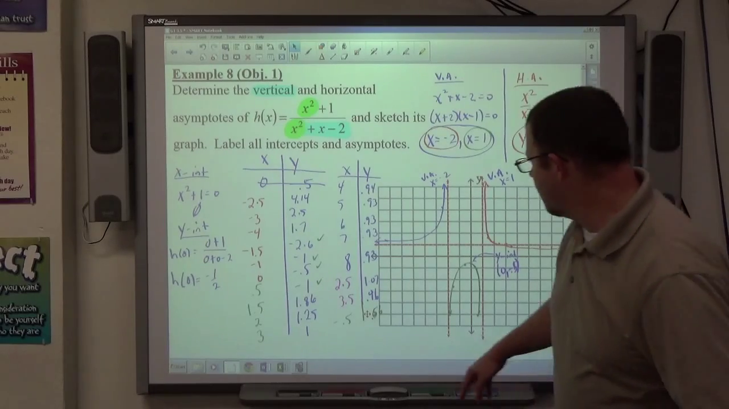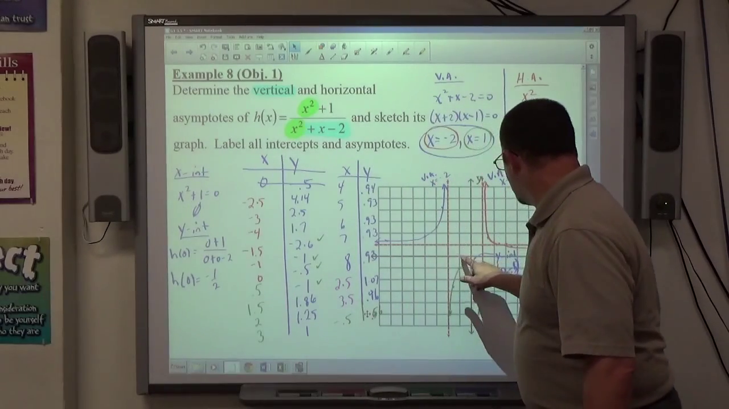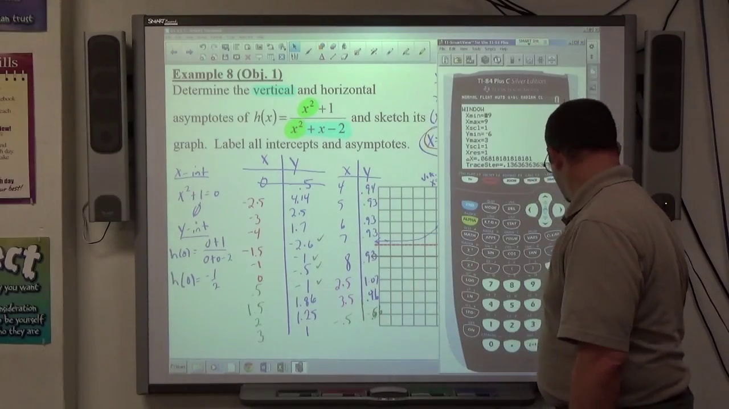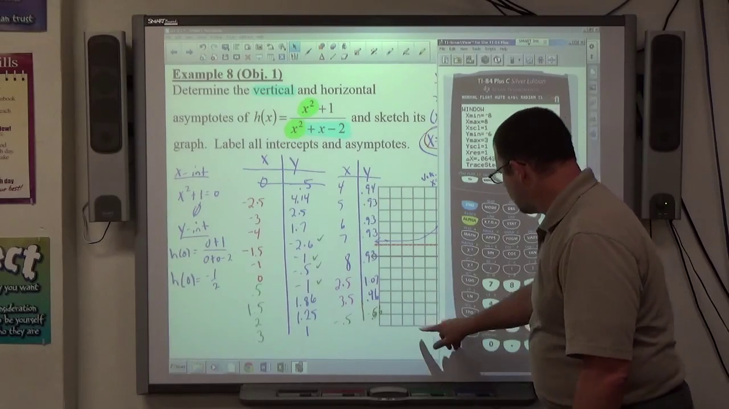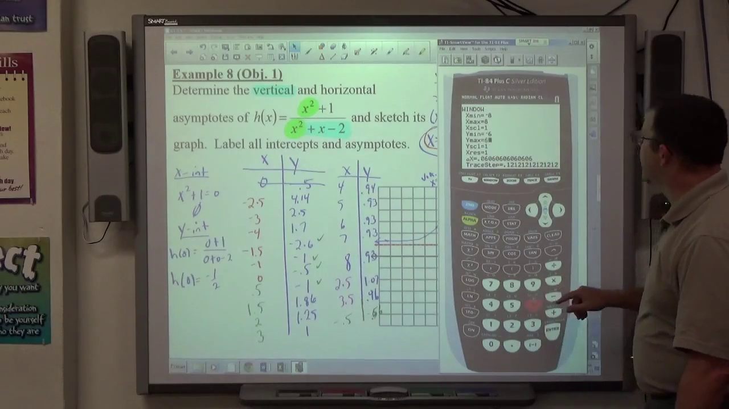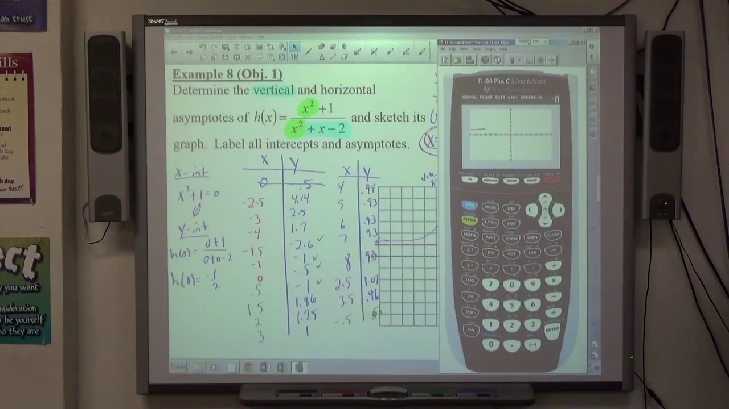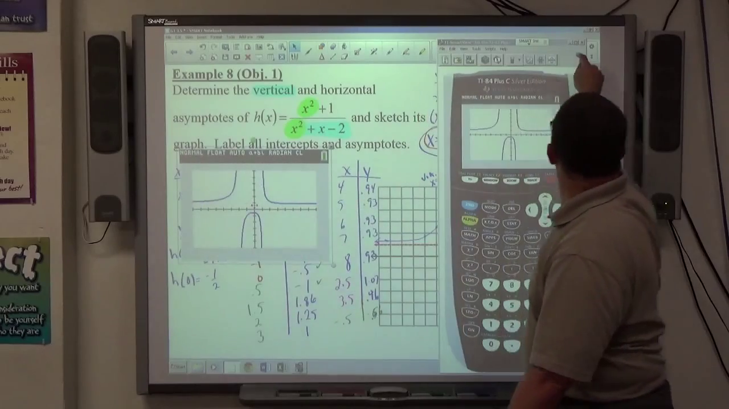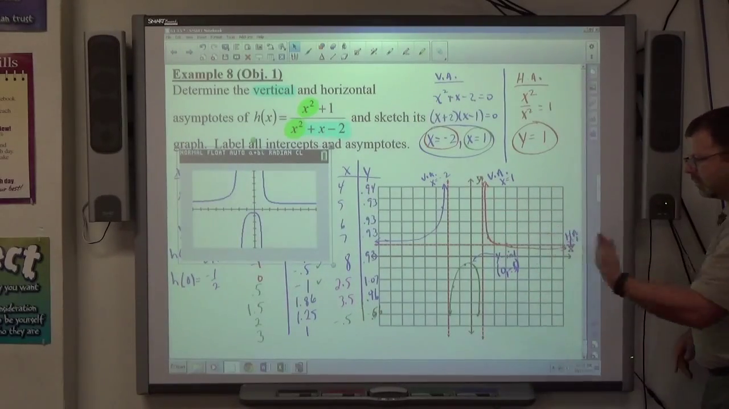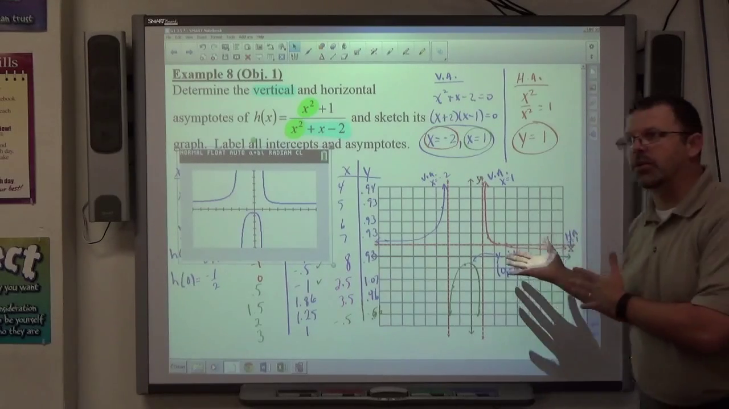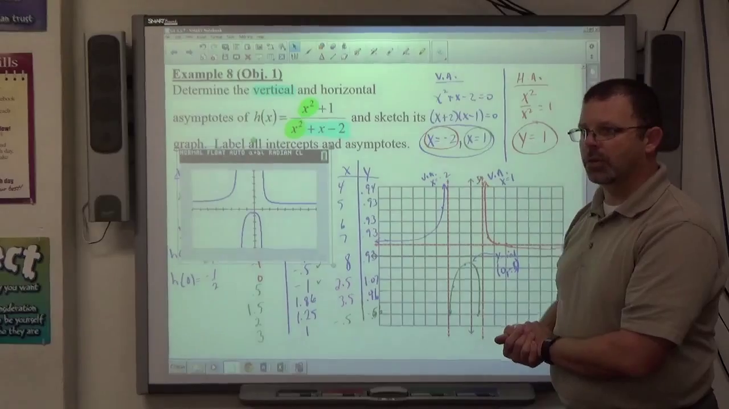And once again, can we verify everything we did? 1, 2, 3, 4, 5, 6, 7, 8. So negative 8 to 8 on the x-axis. And 1, 2, 3, 4, 5, 6 down, 1, 2, 3, 4, 5, 6 up. So negative 6 to 6 on the y-axis. Hit graph. Your graph should look very similar to what we have. Again, somewhat rectangular. It looks very, very close to what we have. So it just gives you good confidence that what you did is correct based on what it's supposed to look like.